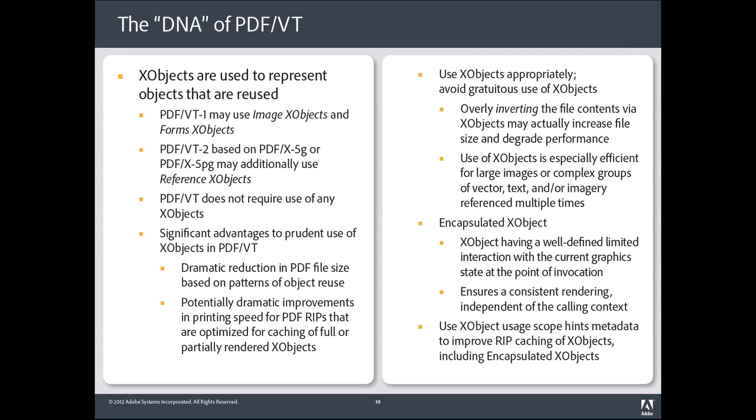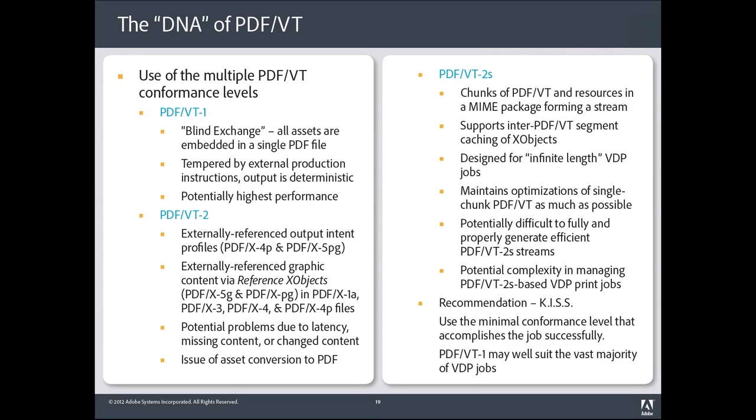Okay. There's something called usage scope hints metadata. We'll talk some more about it, but things about whether an X object is only used once, whether it's used multiple times, whether it has a scope throughout the file of a particular record. These are important or could be important as part of the ripping of the PDF-VT file as well. But again, this is part of the DNA. There's nothing that says you have to do this. We provide the mechanisms for it.